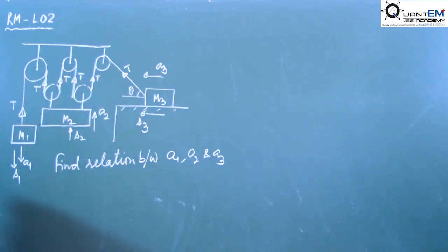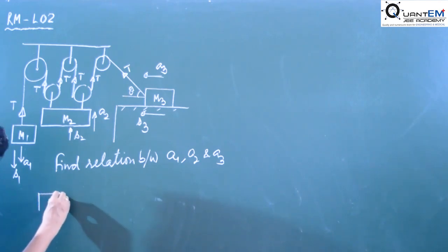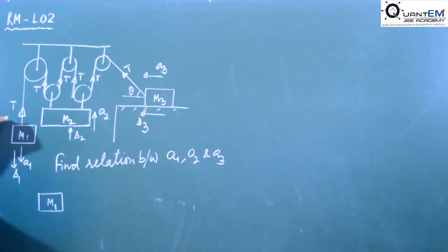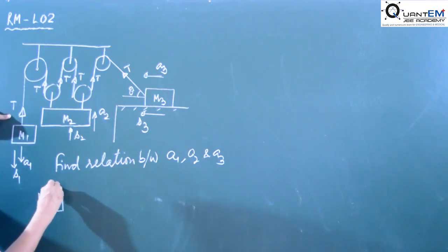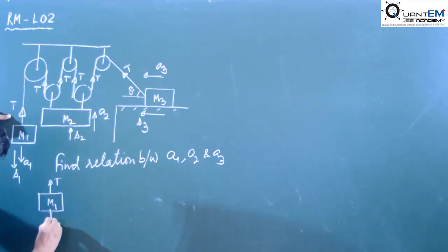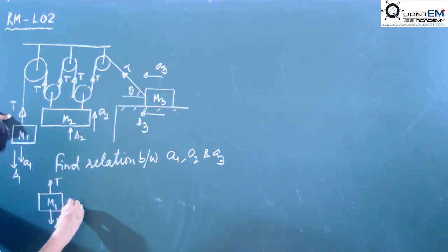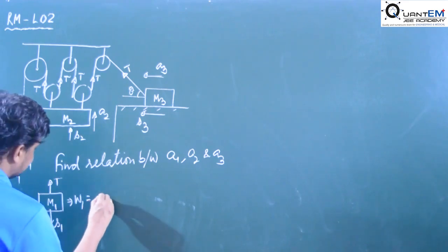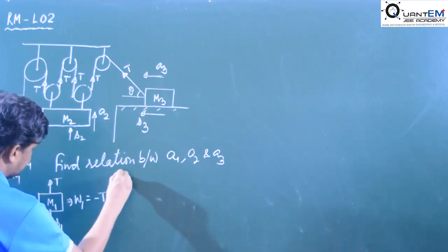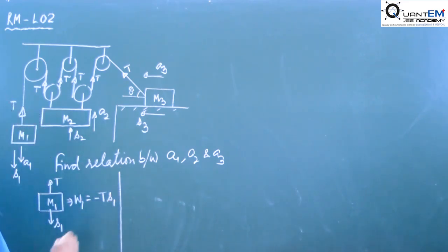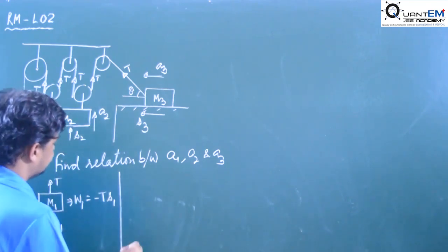Now for the first mass, m1, tension is in the upward direction and displacement is in the downward direction, so what is the amount of work done? Tension and displacement are against each other, so it is minus T s1. Now we move to the second mass.